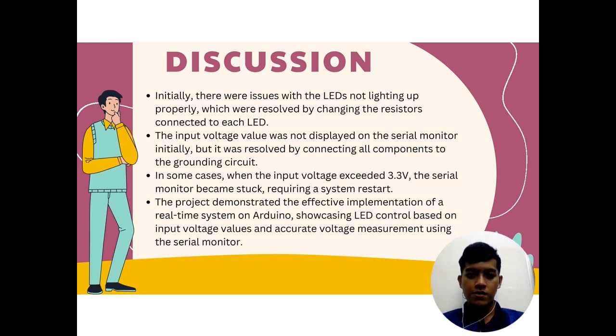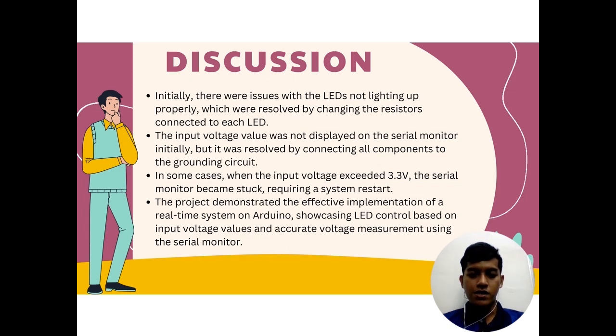We have faced some issues running this project properly. Firstly, the LED was not lighting up correctly. We resolved this problem by changing the resistor connected to each LED. Second, the serial monitor did not display the input voltage. To solve this issue, we connected all components to the ground of the circuit. Third, the serial monitor became stuck at an input voltage of 3.3 volt. We solved this issue by restarting the system.